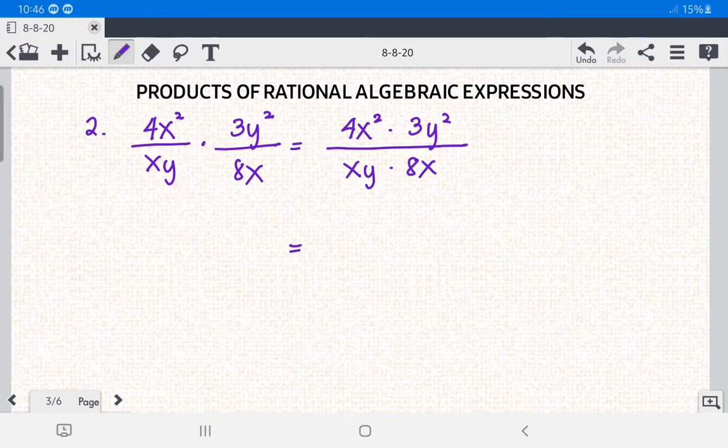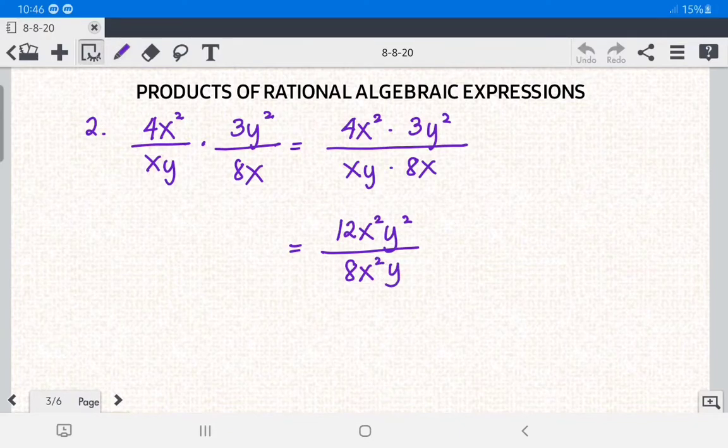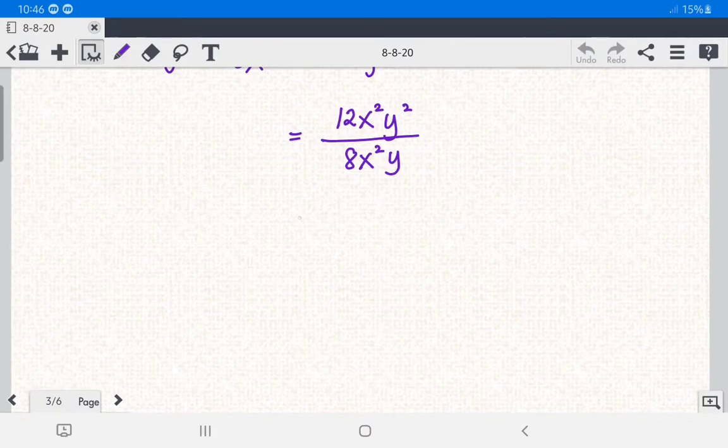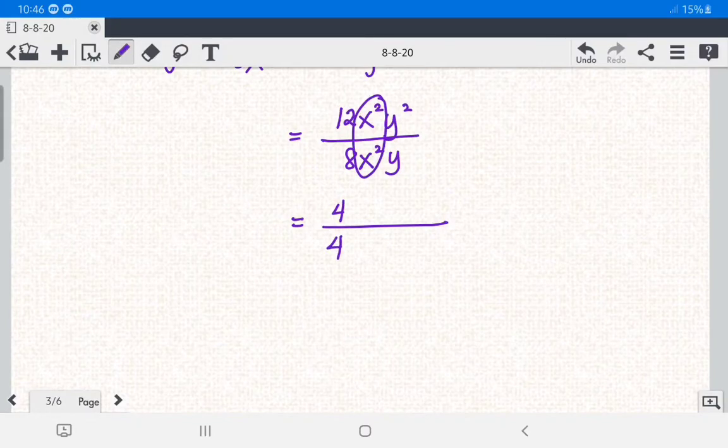So let's do that. Let's multiply 4x squared and 3y squared. So that is 12x squared y squared over xy times 8x, so that is 8x squared y. Then after that, we're going to factor. What is the common factor of 12 and 8? We have here 4, right? Then how about the x variable, x squared? They are just the same, so you will just write here x squared.